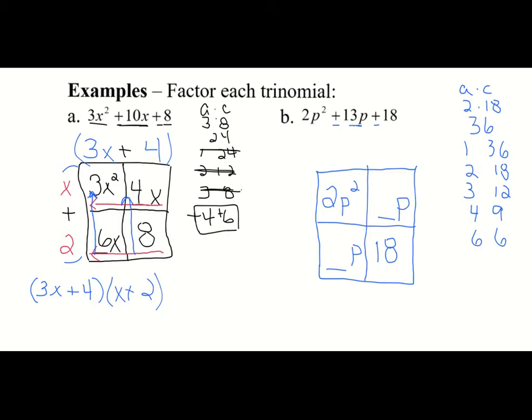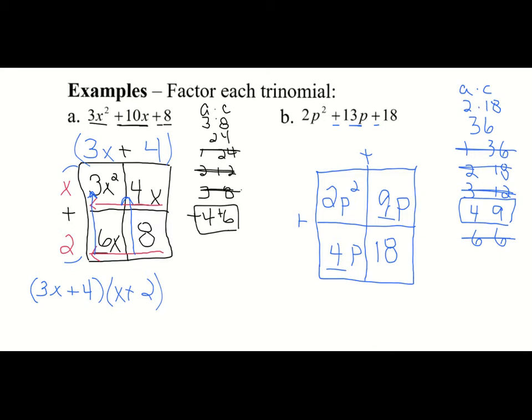So if I look at my pairs, 1 and 36 won't work, 2 and 18 don't work, 3 and 12 equals 15, close, but doesn't work. 4 and 9, that will add to 13, and we know 6 plus 6 is 12, so that doesn't work. So I'm going to use 4 and 9. Again, doesn't matter where I put them. I'll put the 9 there this time and the 4 here. Both are positive, so I'm going to put two plus signs out there, on the top row and then the left-hand side of the box.